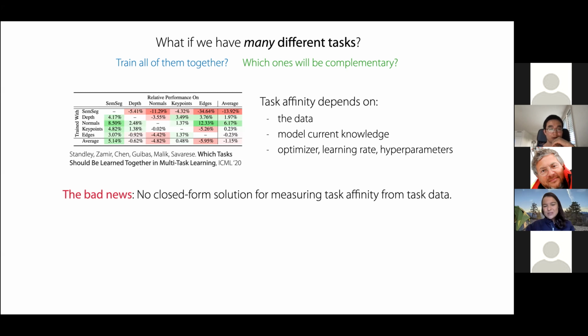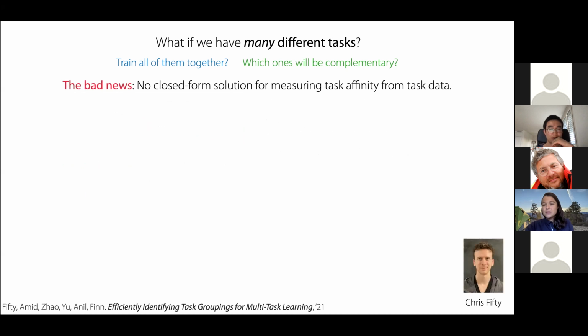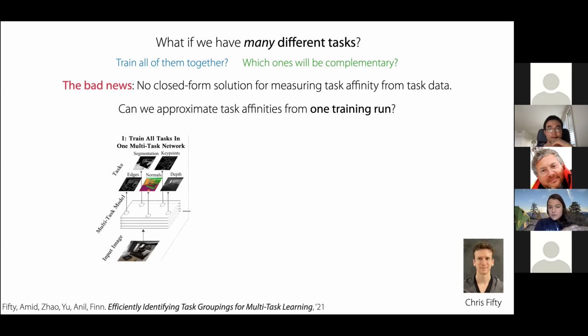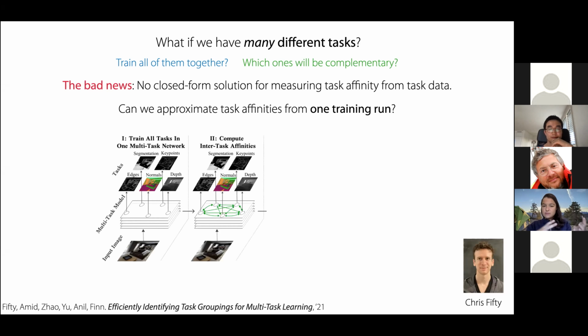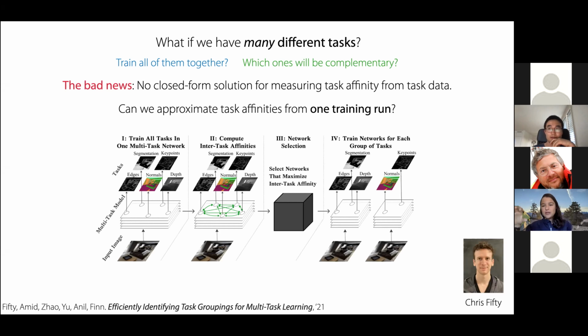So the bad news is that there's really no closed form solution for measuring task affinity from the data. However, there is something that we can do to try to measure task affinity in an efficient way. In particular, we're going to try to approximate these task affinities from one training run of training all the tasks together. The way this will work is we'll first train all of the tasks together in a single multitask network. Then we're going to analyze this training run and try to compute affinities based on that optimization. Then we'll use these task affinities to select groupings of tasks, and then ultimately train a network for each grouping.